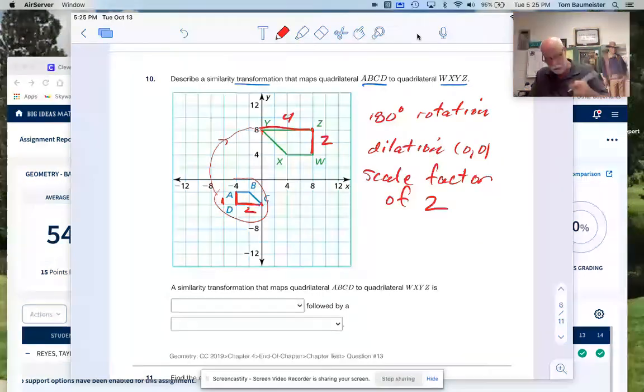All right. I noticed somebody almost got 100% on their practice test, except they said a scale factor of 1/2. All right. So remember, is it getting larger or is it getting smaller?